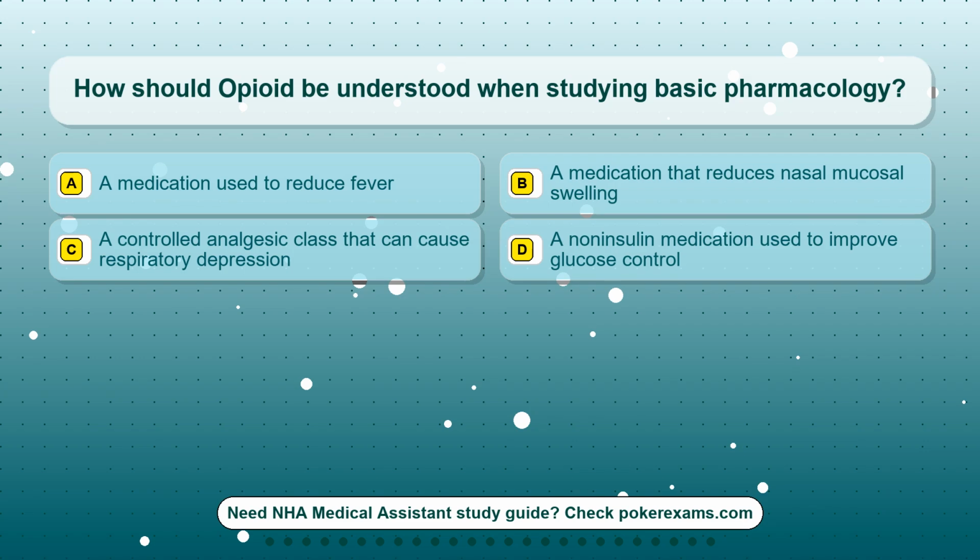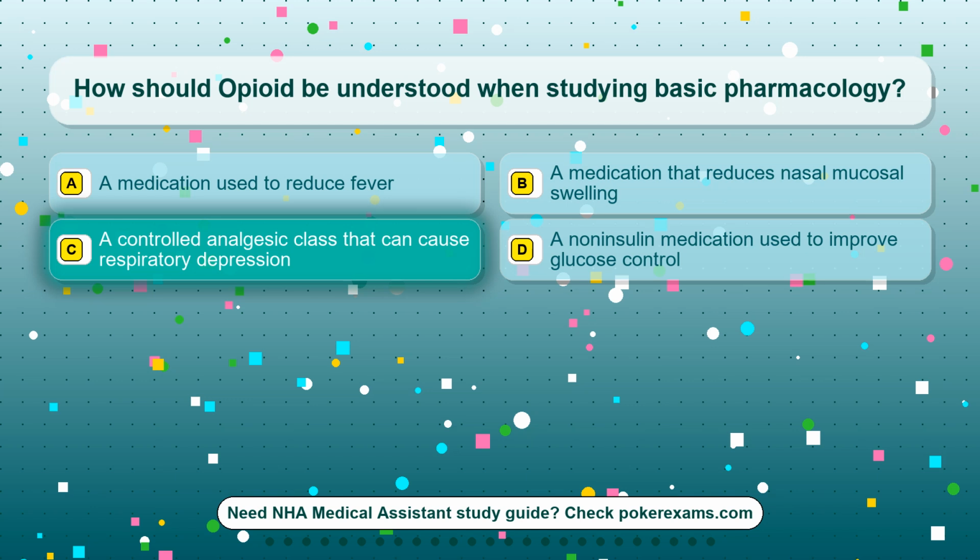Question 19. How should opioid be understood when studying basic pharmacology? Option A. A medication used to reduce fever. Option B. A medication that reduces nasal mucosal swelling. Option C. A controlled analgesic class that can cause respiratory depression. Option D. A non-insulin medication used to improve glucose control.